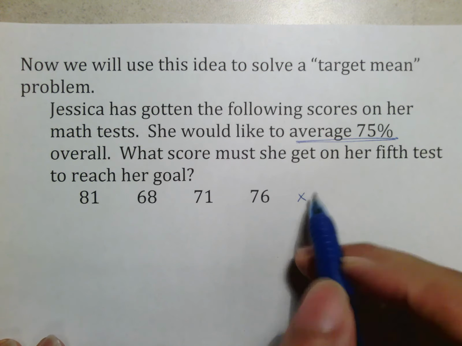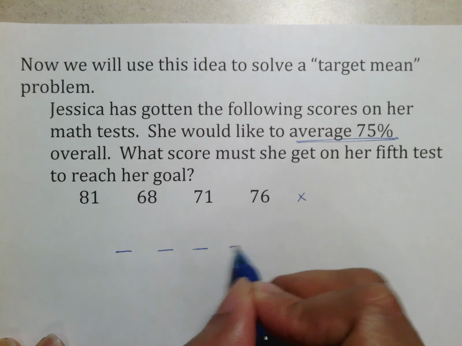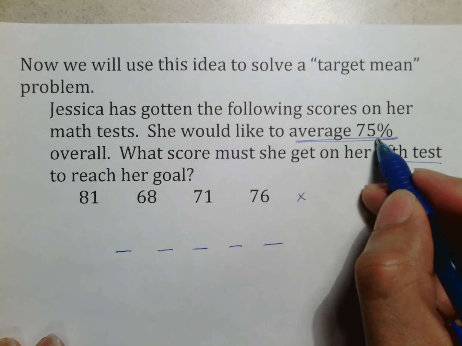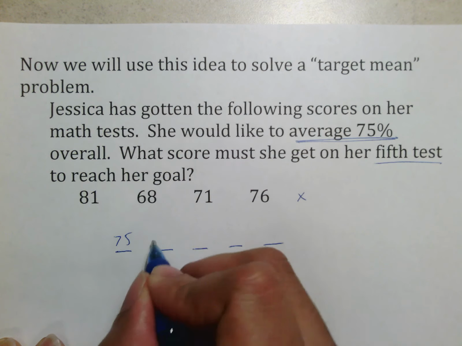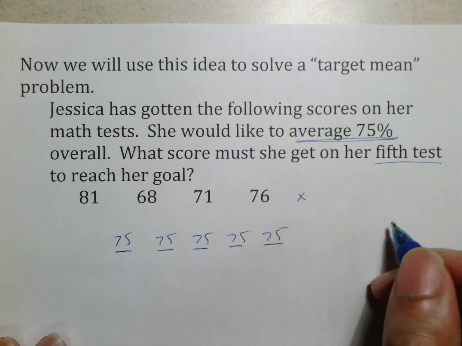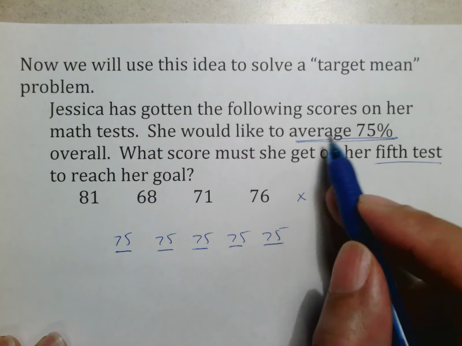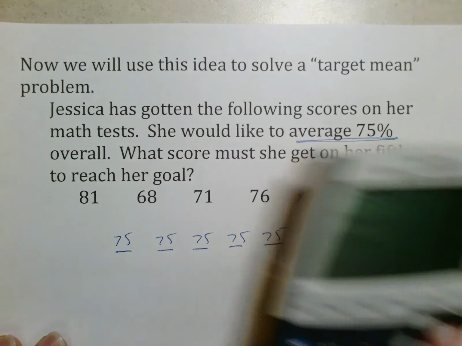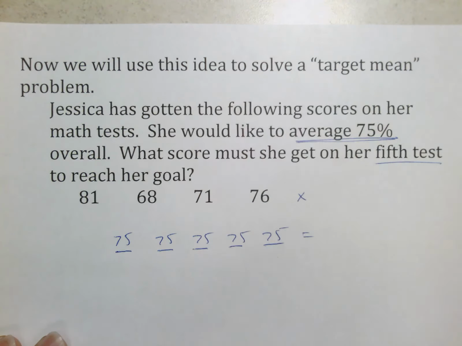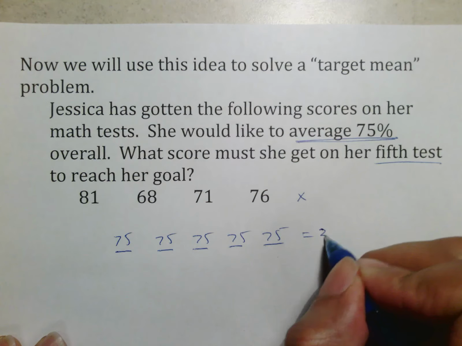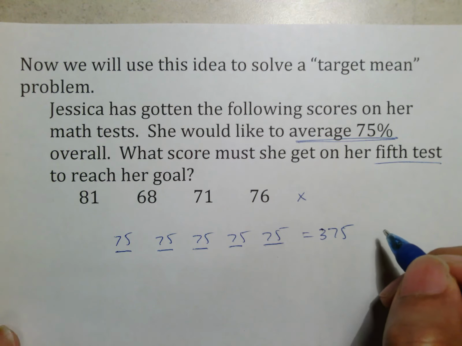And so what we do here is we say to ourselves, there are going to be 5 tests, and she wants to average a 75, which means I can just put 75 in each of those spots. Because you want her average to be 75, each of those tests can just be assigned a 75. That gives me a total, which is simply 75 times the number of tests, which is 5, which means that she needs to score a total of 375 points.